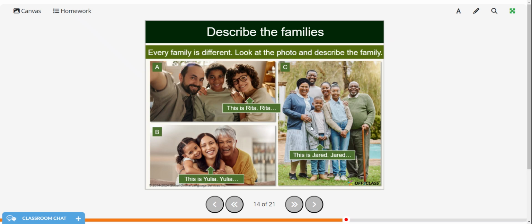All right. And then we have Jared. So we can describe Jared's family. We'll assume that Jared is the father, and maybe this is his wife. He has a daughter and a son, and it looks like these are either his parents or his mother's parents. And then Yulia. So you can say that Yulia has a daughter, and this looks like it might be Yulia's mother, the grandmother that lives with them.